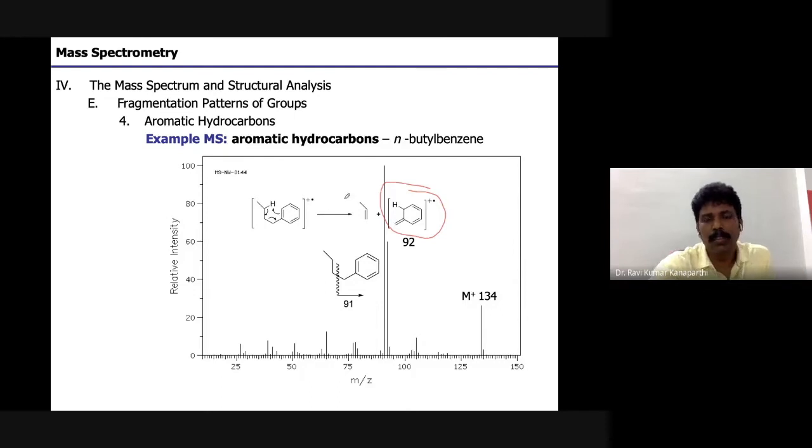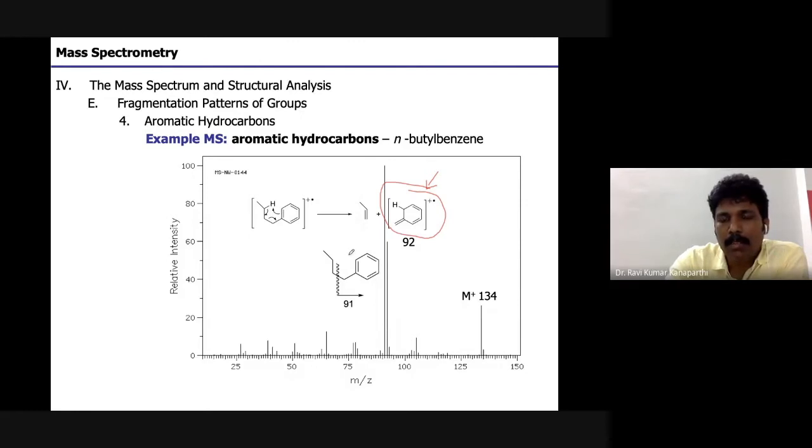So after the McLafferty rearrangement, it will lose one neutral species, and then it will form an odd electron species. And that odd electron species, we call the McLafferty rearrangement product or fragment. That fragment, in most of the cases, is going to be the base peak.